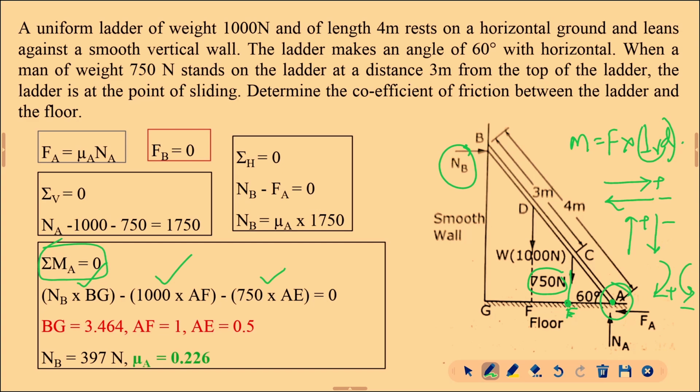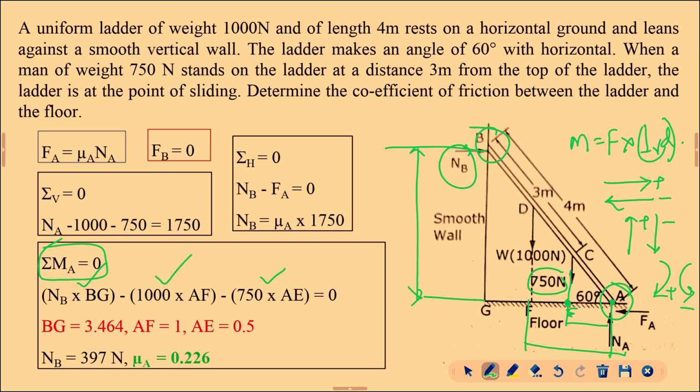So, first we applied summation of V equal to 0, we applied summation of H equal to 0, and third we are applying moment equal to 0 at point A. Not only point A, you can apply moment at B also, nothing wrong. If you solve this, you will get the BG distance, that is the height. And then the AF distance we will get, and the AE distance we will get.